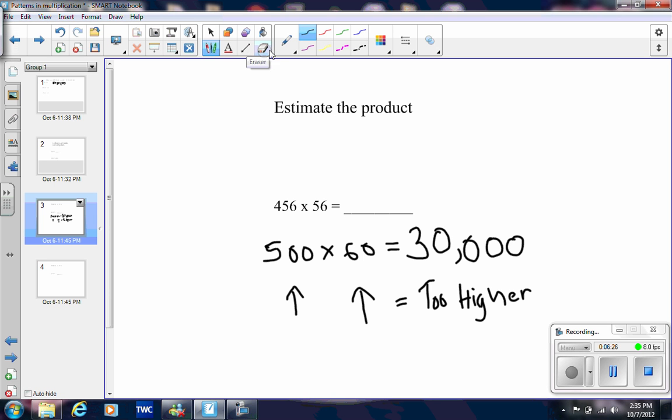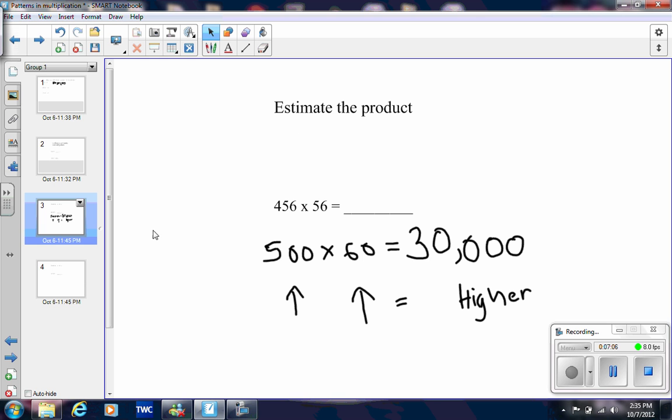When I look at 30,000, I'm going to get an answer. When I get my exact answer, I should get an answer that is less than 30,000 because, again, I rounded from 456, I rounded up to 500, so 500 is bigger than 456. 60 is bigger than 56. So when I multiply those two together, I'm going to get a higher answer than the real answer. So if I was to get an answer like 32,856, I would know that I had made a mistake somewhere because my estimate was 30,000 and that was a high estimate.